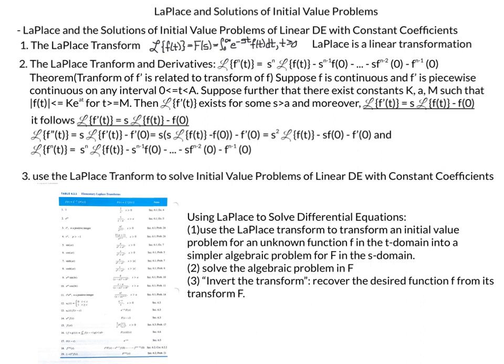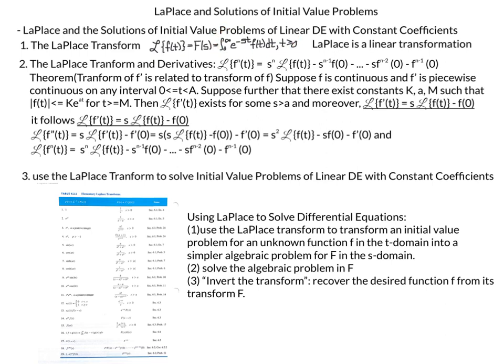Here I have the definition of the Laplace transform for your reference for review. And recall, the Laplace transform takes a function, little f of t, and produces a new function, capital F, dependent on the variable s. The Laplace transform does this by taking our little f, multiplying it by e to the minus st, and then taking this integral.